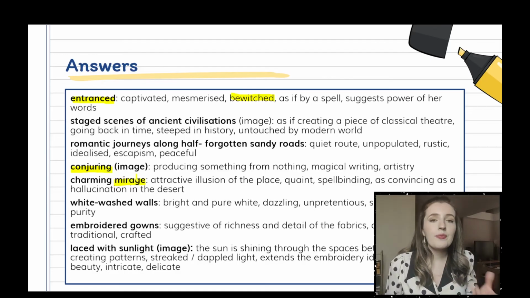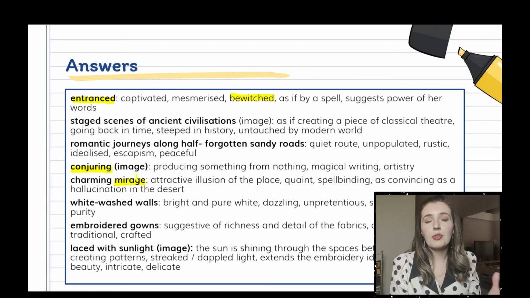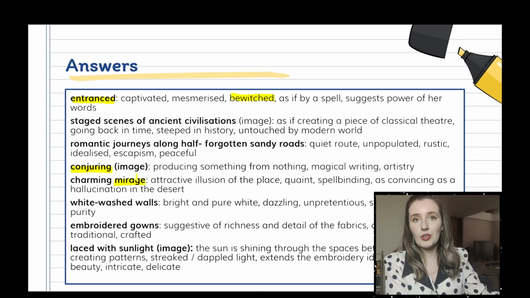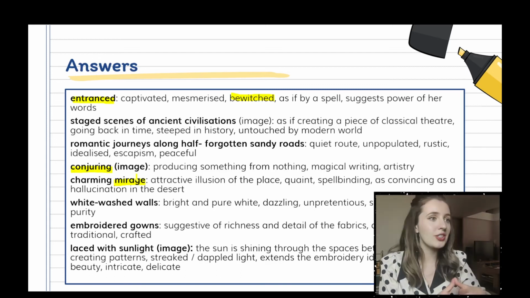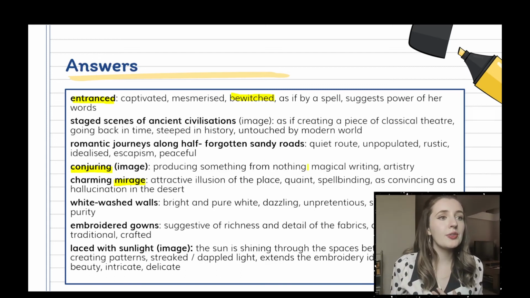So conjure, if you conjure something, you make something from nothing, right? Like you can conjure water, you can cast a spell and get water. So producing something from nothing suggests magical writing and that she's an artist.